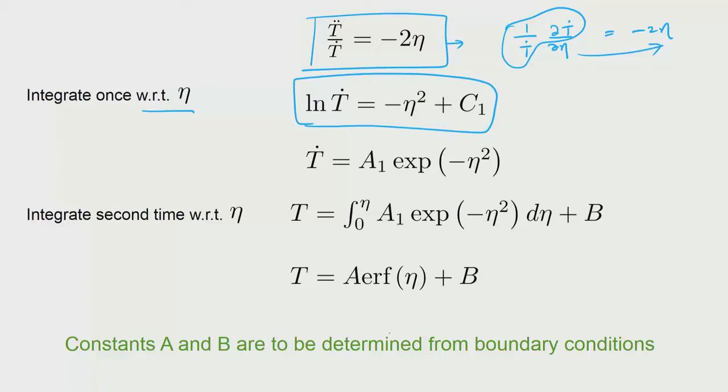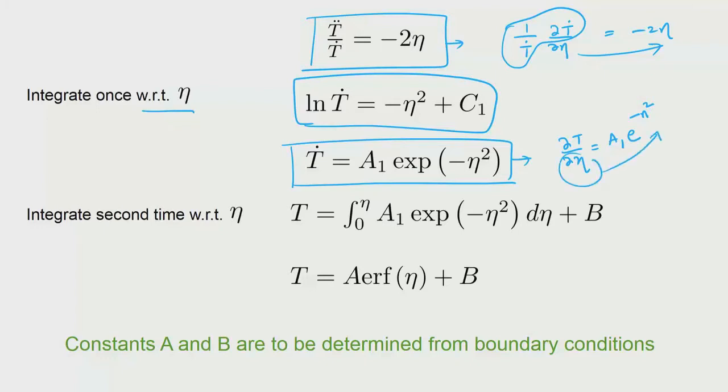And of course, we exponentiate on both sides, and we can write T dot as this expression, and we have an integration constant C1. When we exponentiate, it becomes e raised to the power of C1, which we call A1. So, just some integration constants on the way, and the left hand side we now expand. This expansion is given like this. Again, this is equal to A1 e raised to the power of minus η². And now, if you want to integrate, you take it to the other side, and when you integrate, you get this solution.